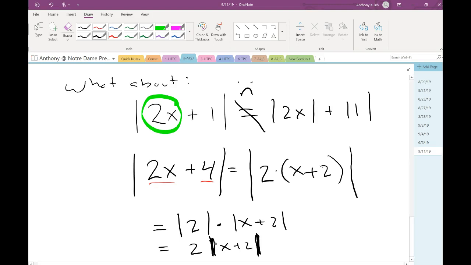So this is why this topic can get a little bit tricky for students. Yes? Yes. So that's where we'd stop. That's as simplified as we can go. Because again, absolute value of x plus 2, we can't break that apart. Questions so far? Okay.